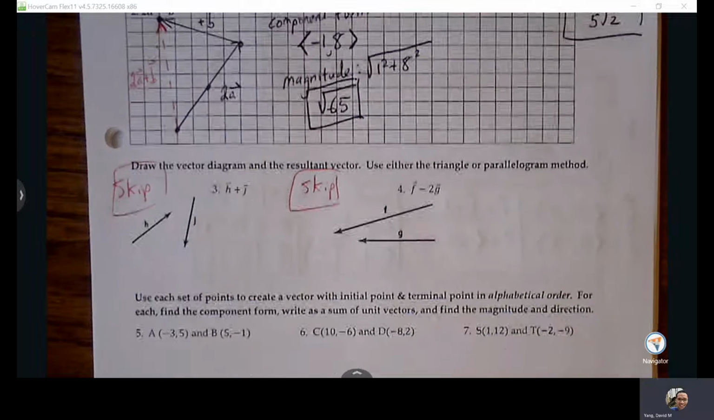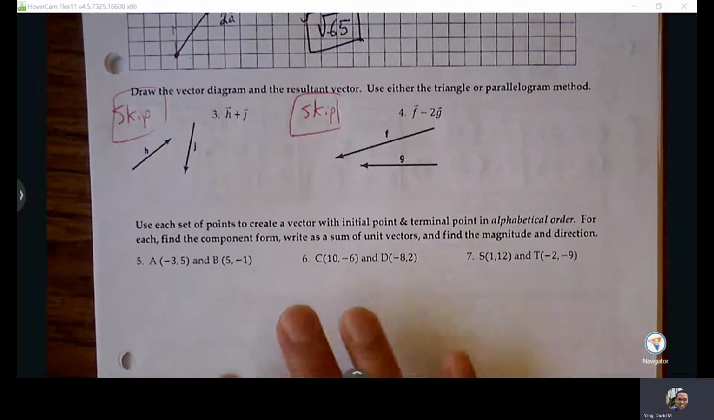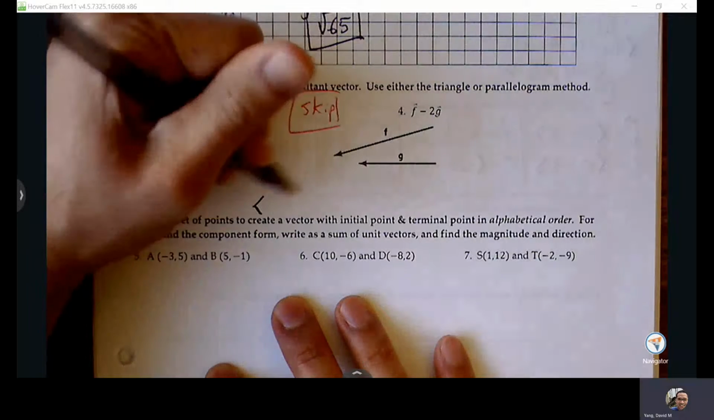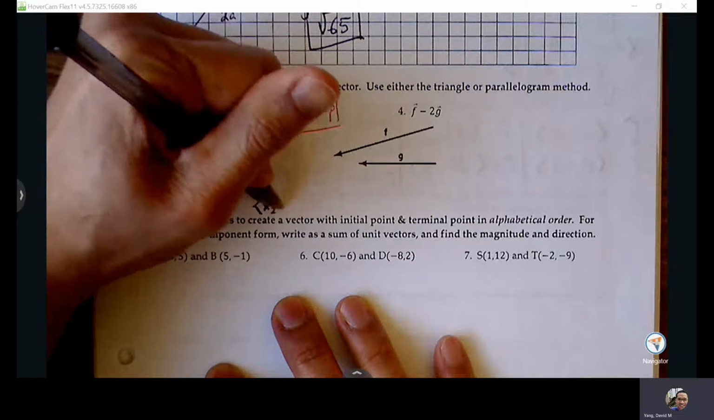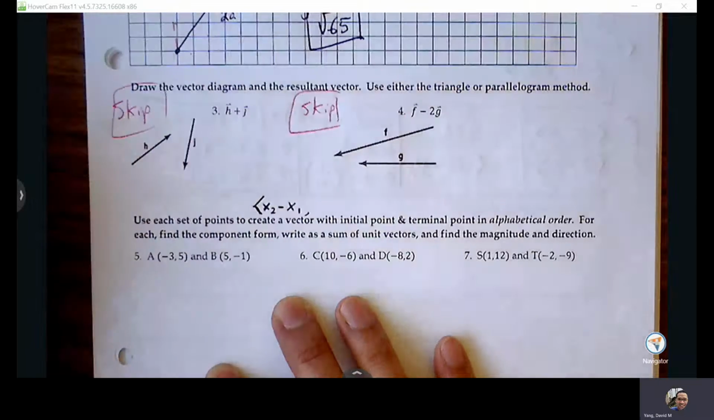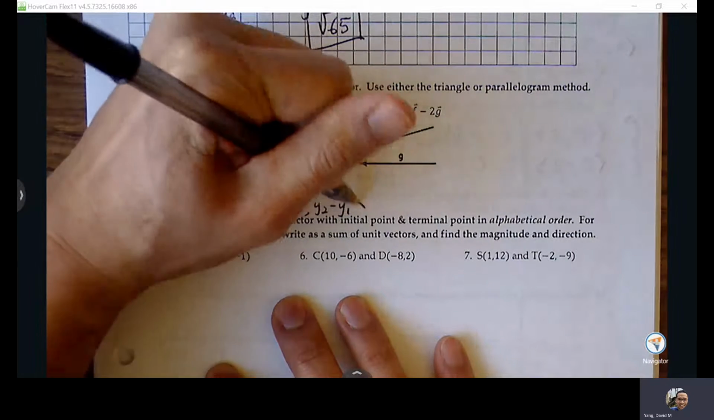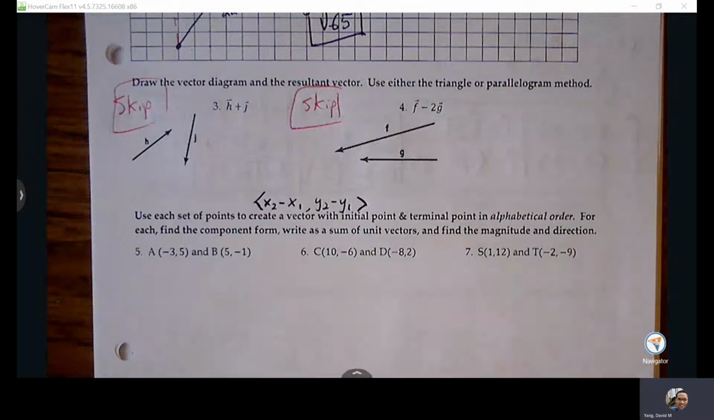Remember, to get from ordered pair to component form, we're just going to do x2 minus x1 to get the horizontal component, and then y2 minus y1 to get to the vertical component, right? x1, y1 being the initial point, and then x2, y2 being the terminal or the ending point.